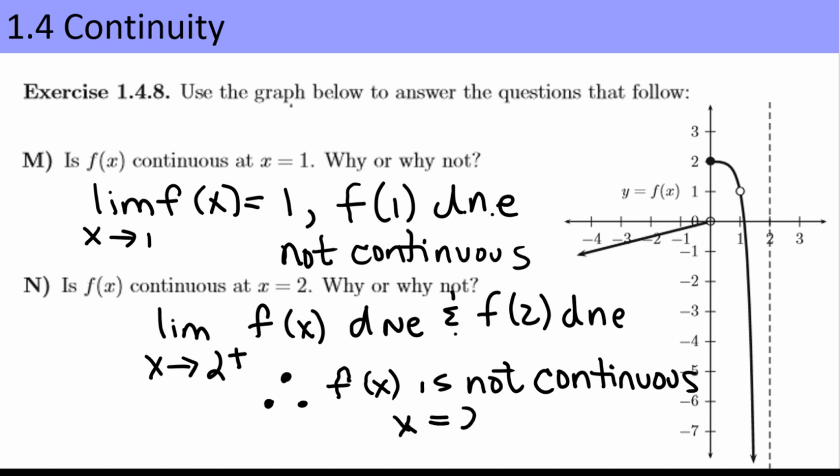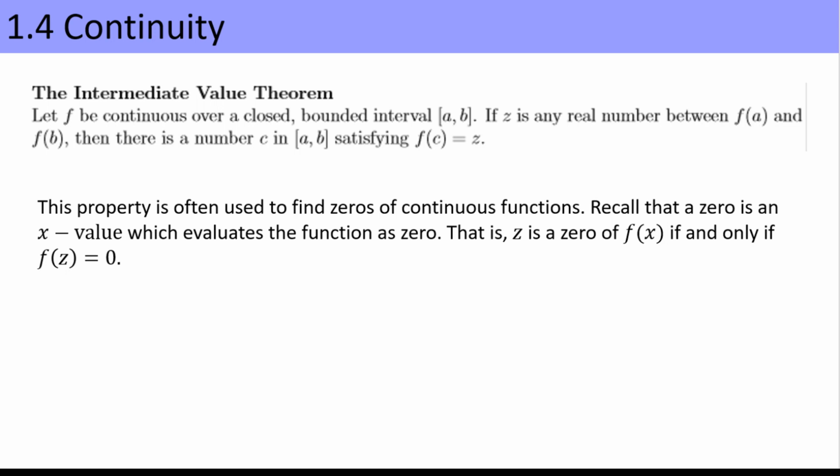X equals 2. The intermediate value theorem. Let f be continuous over a closed, bounded interval. If z is any real number between f of a and f of b, then there is a number c in that closed interval satisfying the equation f evaluated at c equals z. This property is often used to find zeros of continuous functions. Recall that a zero is an x value which evaluates the function as 0. That is, z is a zero of f of x if and only if f of z equals 0.